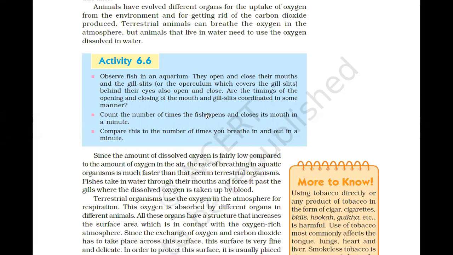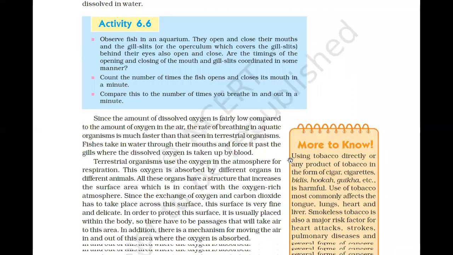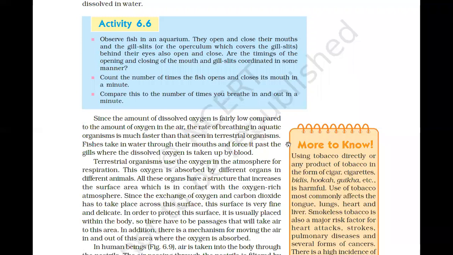Activity 6.6. Observe fish in an aquarium. They open and close their mouths and the gill slits, or the operculum, which covers the gill slits, behind their eyes. Are the timings of the opening and closing of the mouth and the gill slits coordinated in some manner? Count the number of times the fish opens and closes its mouth in a minute. Compare this to the number of times you breathe in and out in a minute.